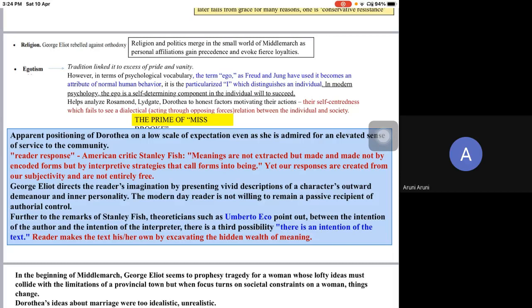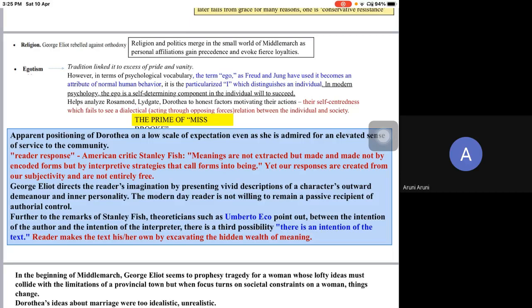In modern psychology, ego is a self-determining component in the individual will to succeed. So ego kind of becomes our personality. What is it that decides whether we succeed or whether we do not succeed? The individual will, which makes us succeed or not. And so egotism becomes different from the traditional description of it as excess of pride and vanity. It becomes a representation of individual personality.